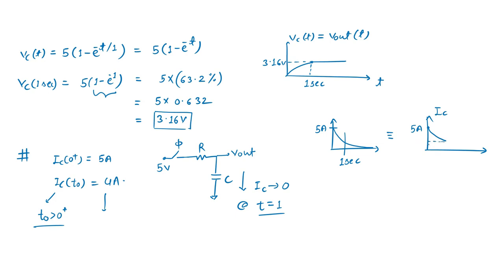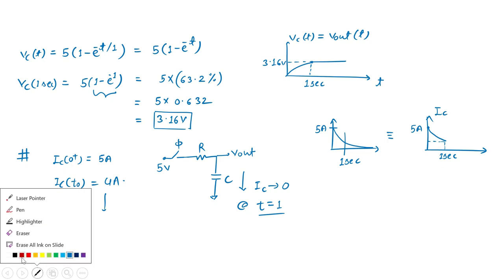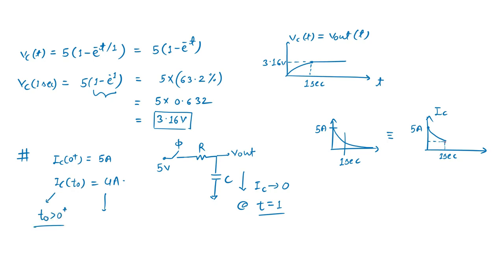That is the value at 1 sec, and after that it suddenly reaches 0. After this point it is suddenly reaching 0 and staying at 0 forever. So this is exactly the current plot.